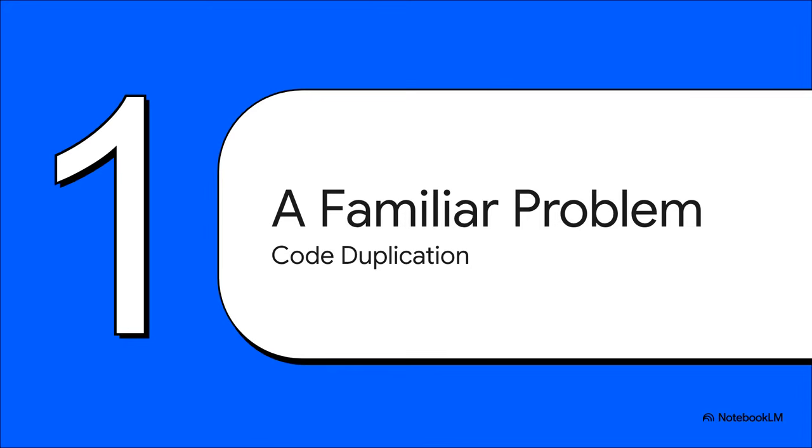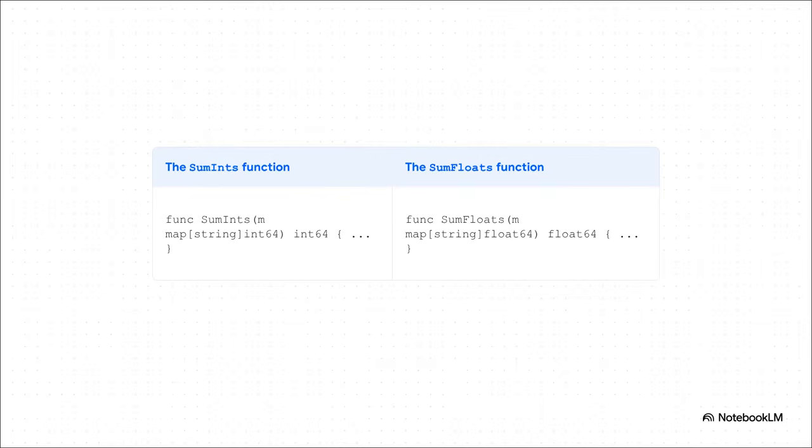Okay, so first let's get really specific and look at this problem up close. We're going to examine a classic example of code duplication, the exact kind of thing that generics are designed to make disappear. Take a look at these two functions on the screen. On the left, we've got some ints, and on the right, some floats. One adds up integer values from a map, the other adds up float values. But if you really look at them, the logic inside is absolutely identical. The only thing that changes is the type. int64 here and float64 over there.